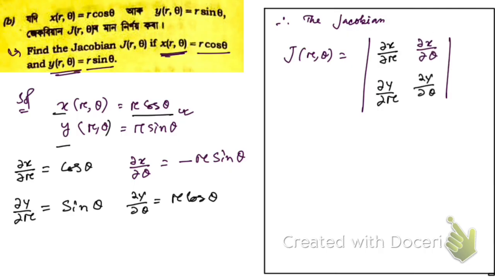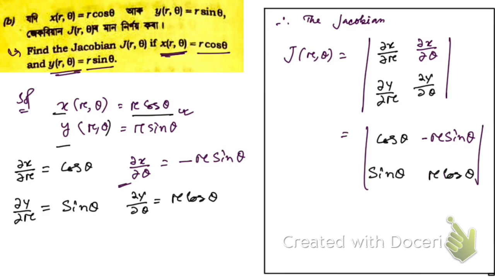So now let's put the values here. Del x by del r is nothing but cos theta, and del x by del theta is minus r sin theta. Let me write it properly, minus r sin theta. Then del y by del r is sin theta, so let me write here sin theta. Then del y by del theta is r cos theta, so here it is r cos theta.